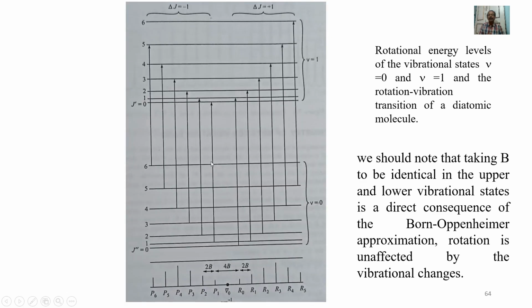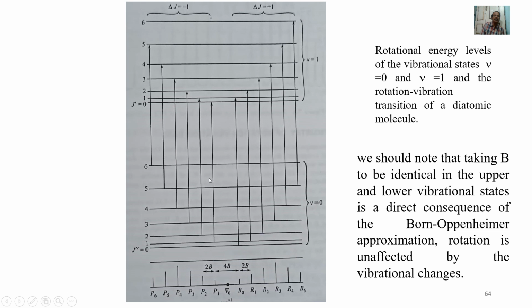This figure is shown for the rotational energy levels of the vibrational states nu equals 0 and nu equals 1, and the rotation vibration transition of a diatomic molecule. This is for the lowest state, J double prime equal to 0, 1, 2, 3. And this is for the first excited state, J prime equal to 0, many levels are there. These horizontal lines are called vibrational energies, and the transition is nothing but rotation energies.